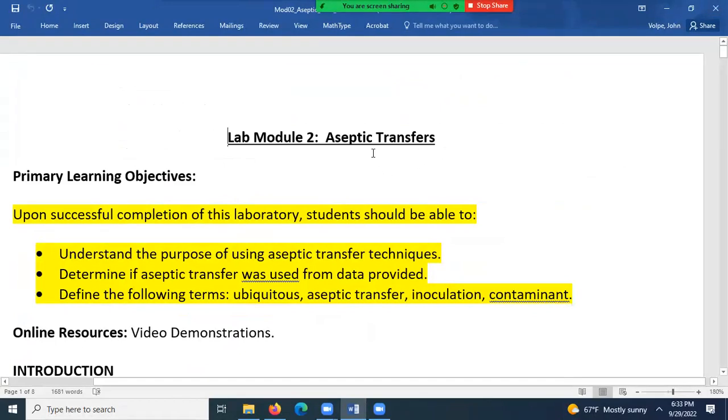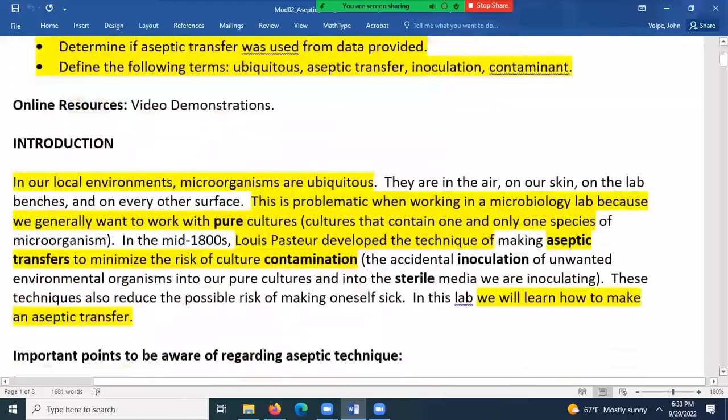The learning objectives for this lab are that you should be able to understand the purpose of using aseptic transfer techniques, and determine if aseptic transfer was used from the data that's provided. So we'll give you some data and then you tell me, was aseptic transfer used successfully or unsuccessfully? And then define the following terms: ubiquitous, aseptic transfer, inoculation, and a contaminant. There are some videos in today's lab, and they're demonstrating a procedure in the lab.